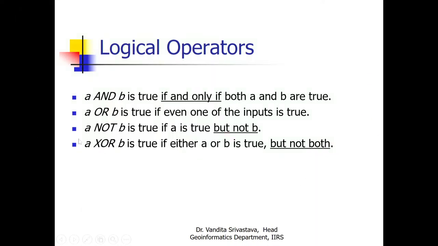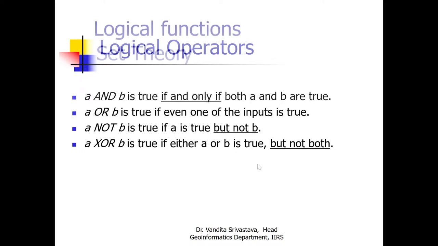Okay, so A should be true but not B, and B should be true but not A. Both of them should not be true at the same time. A and B should not be false at the same time, and A and B should not be true at the same time. If that is the condition, then A XOR B will be true. So either A is true or B is true but not both. So this is mutually exclusive. You can also derive exclusive OR by subtracting the AND condition from the OR condition. It will be more clear when I show you the set theory equivalents. Let me show you that.